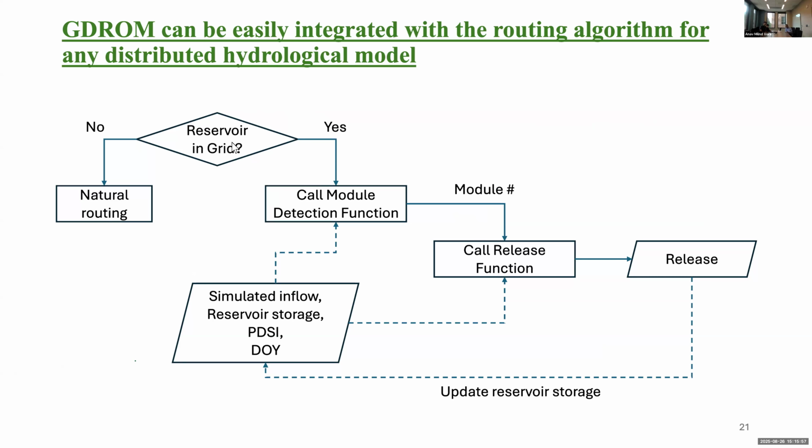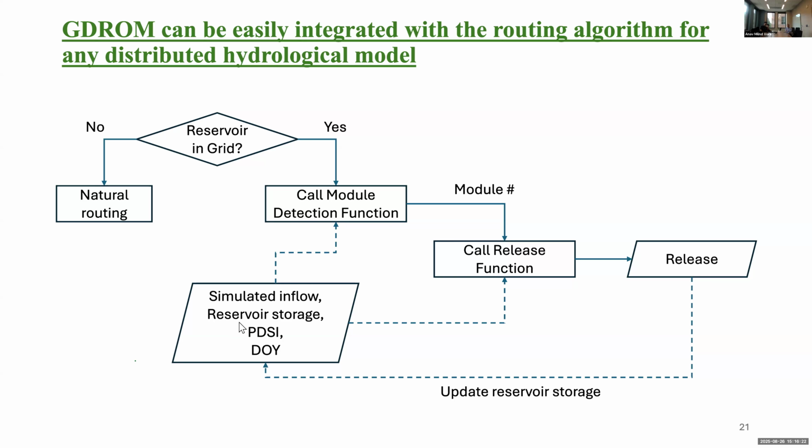So assuming we have a grid and we are using GDROM to route flows from that grid, there are two parts over here. The first one is the module detection function. As Dr. Cai showed, the tree-based algorithm tells us which module to use under which condition. So the module detection function takes inputs of the simulated inflow from the upstream in the hydrological model, and the reservoir storage, the PDSI, and the DOI.